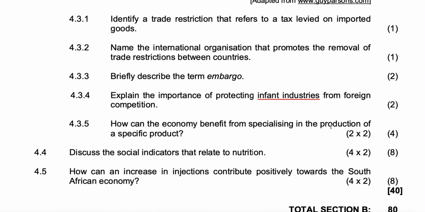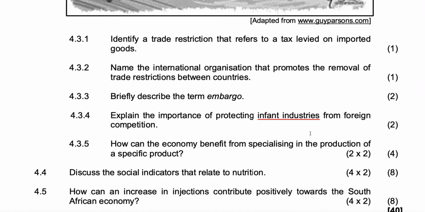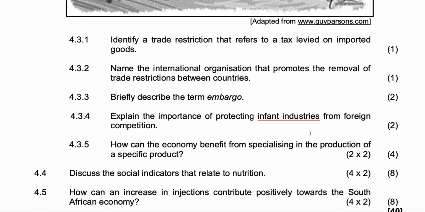Right, how can the economy benefit from specializing in the production of a specific product? Well, specialization leads to realizing economies of scale, basically.